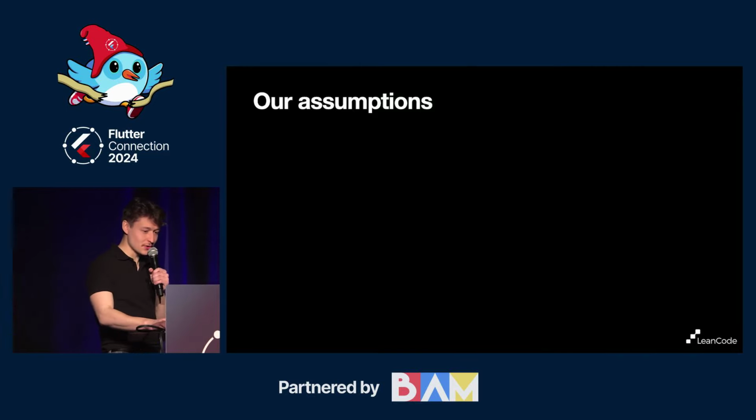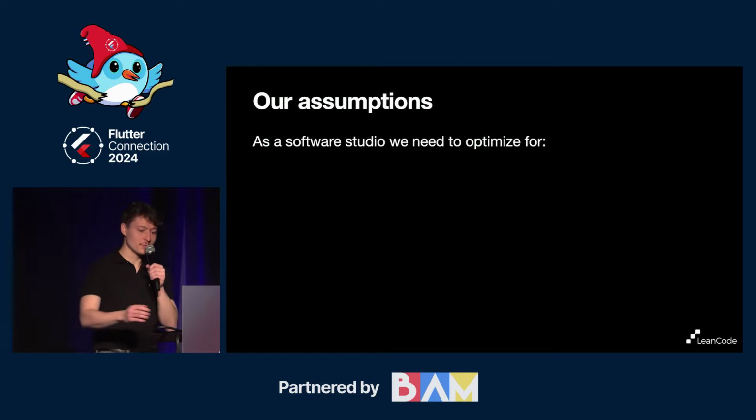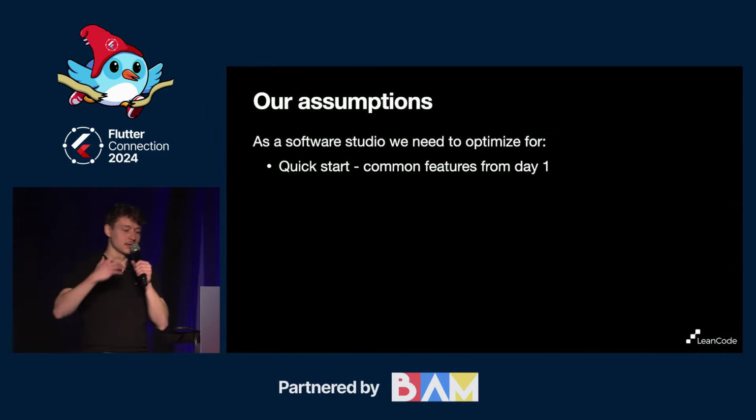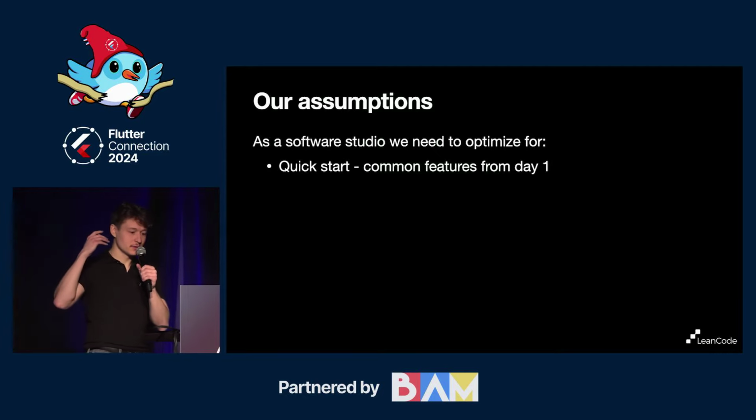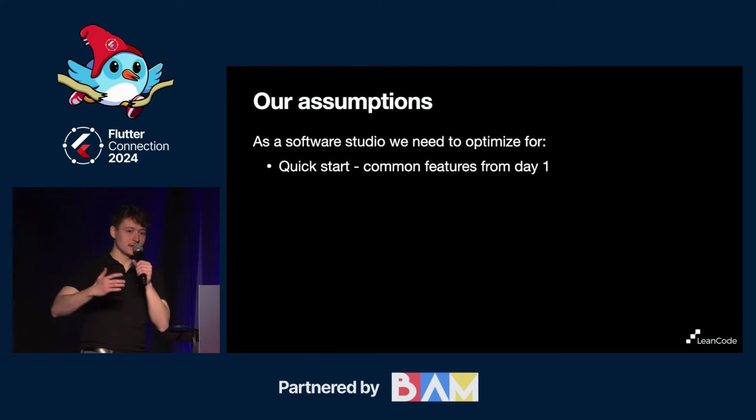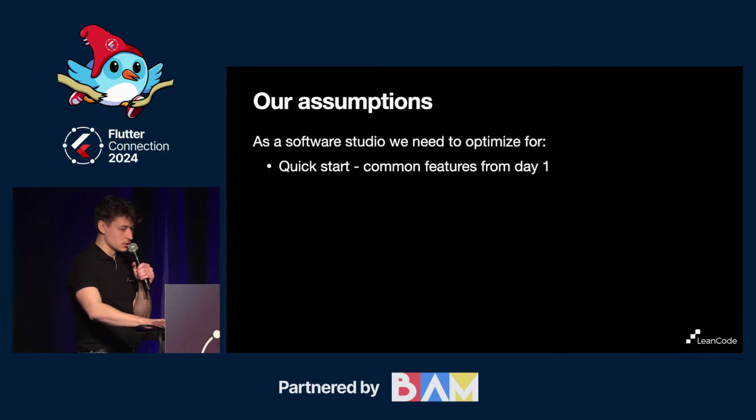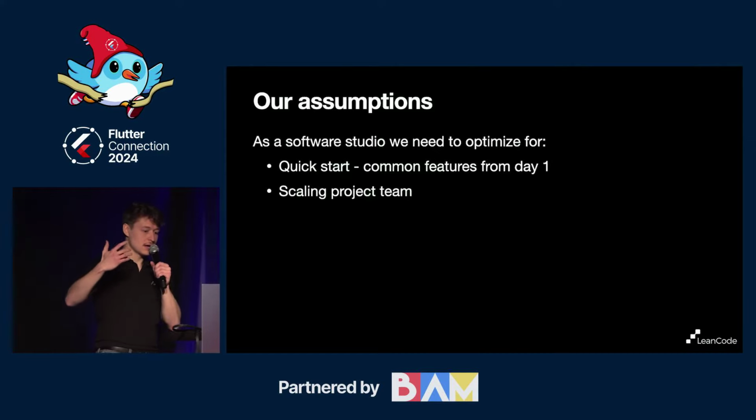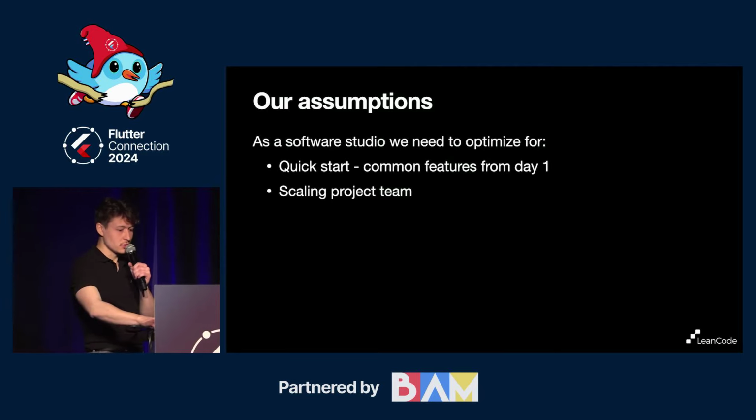So what trade-offs are for us? Our assumptions are that as a software studio, we need to optimize for quality, of course, but also quick start. So we want to offer some common features ready from day one, like being able to log in with Apple or Google, or from the beginning have navigation, deep links and push notification support, stuff like that. Also, we want to be able to scale the project team if our client wants to scale in terms of features and wants to grow.